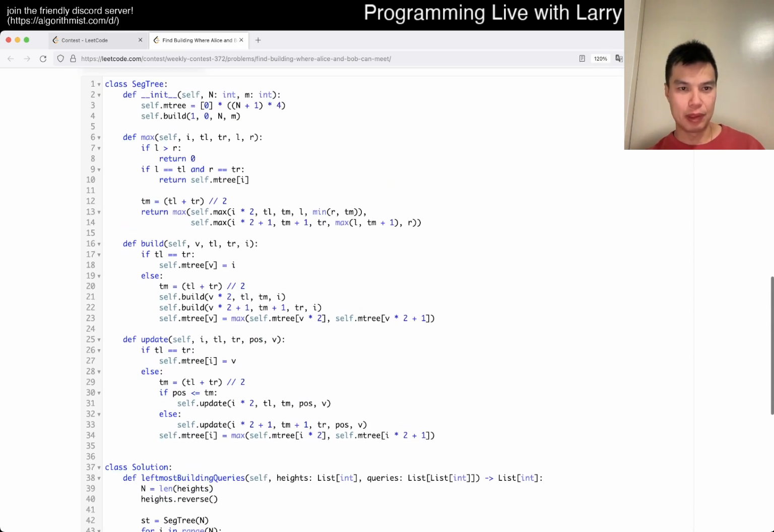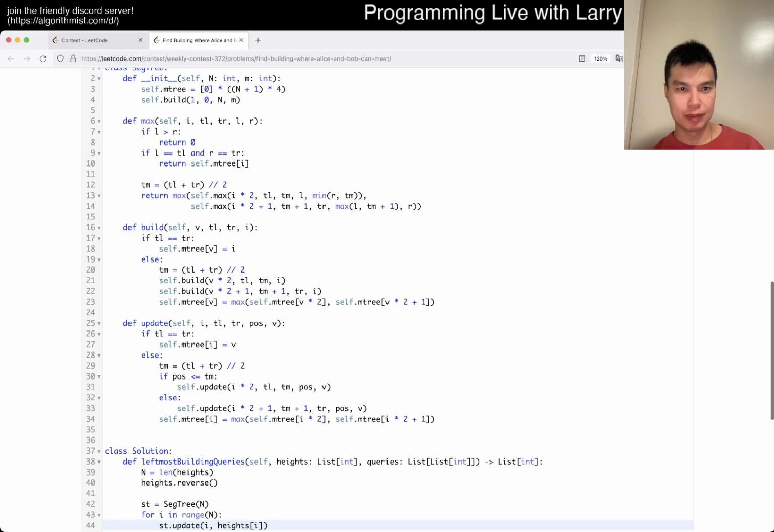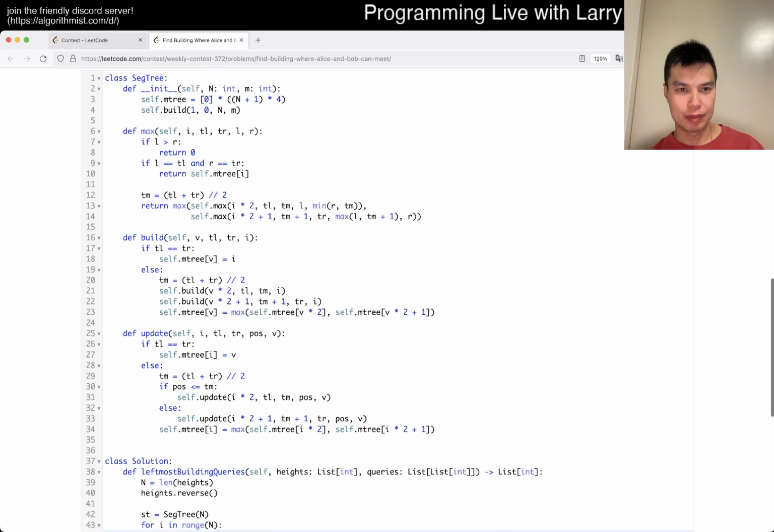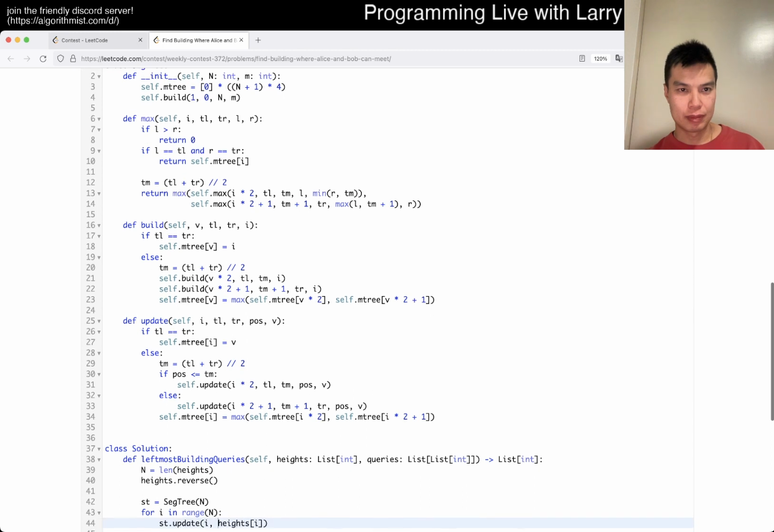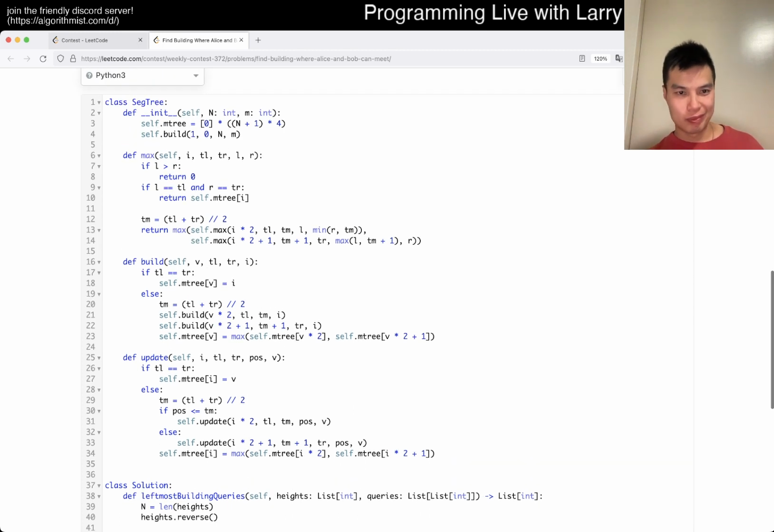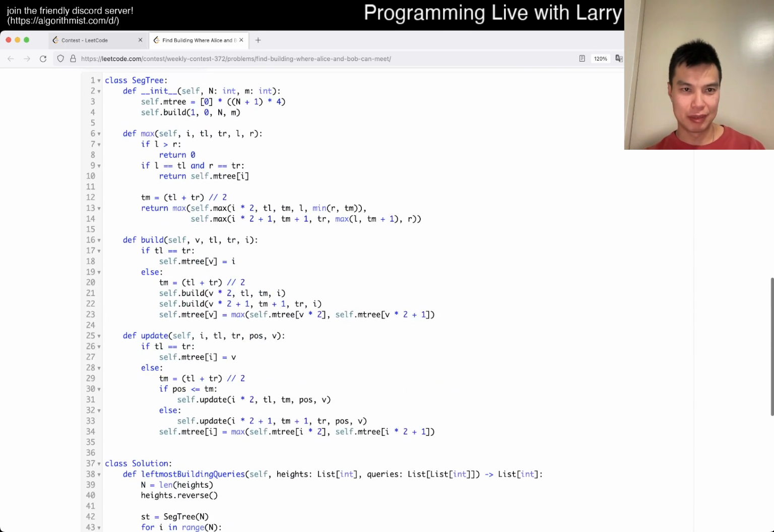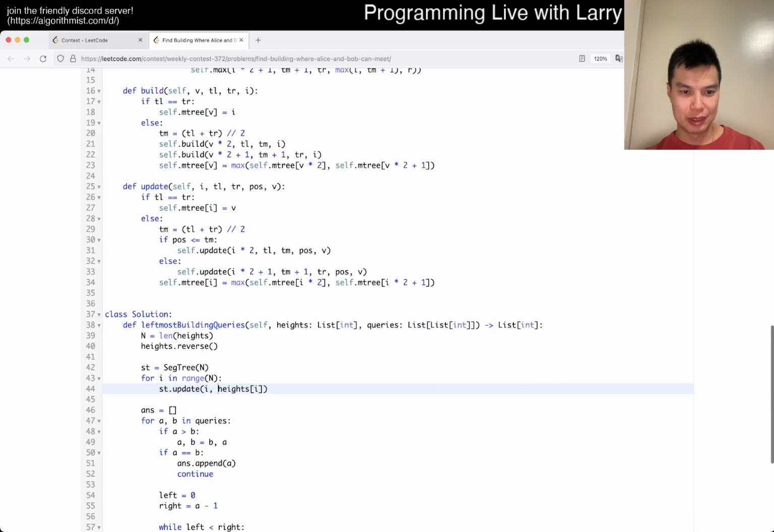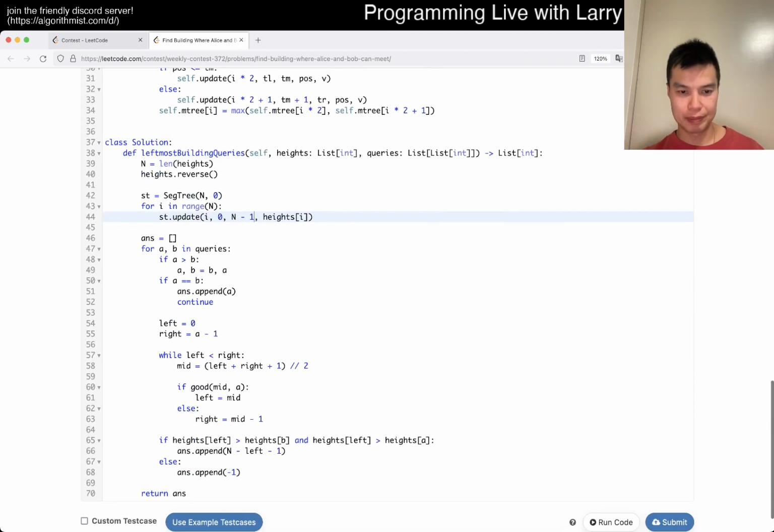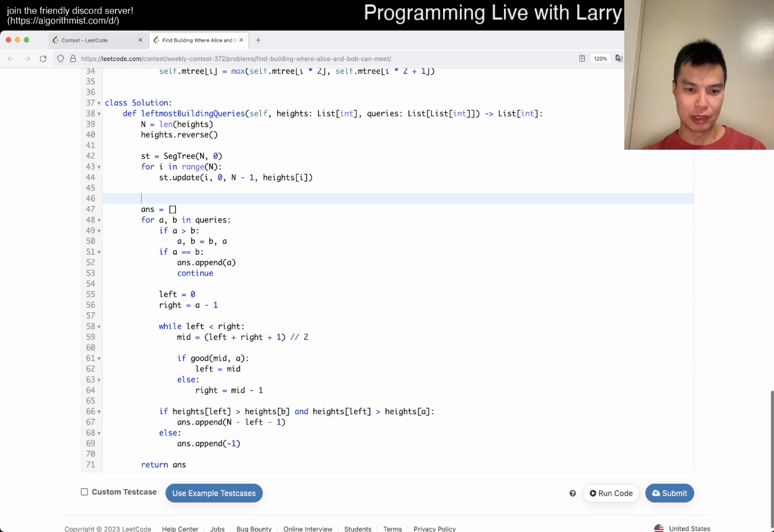We don't even use the build. Whatever, I don't think it matters that much. Okay, fine, I'm just going to quit. I forget how to use update. I always do. I think it's 0 and n minus 1. But okay, and now to define the good function.